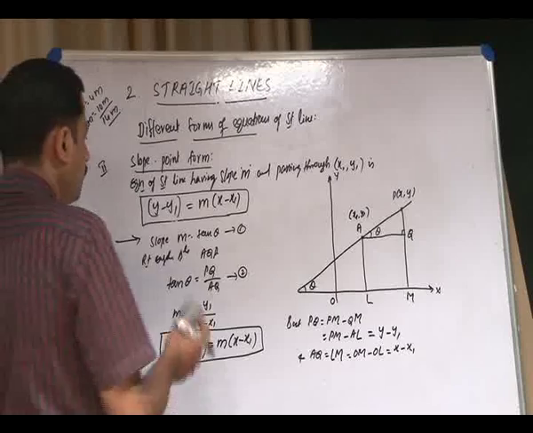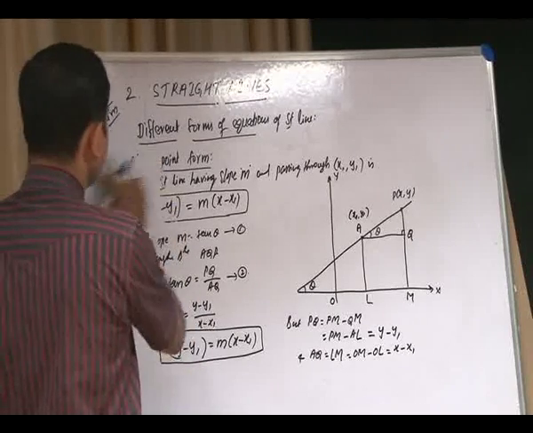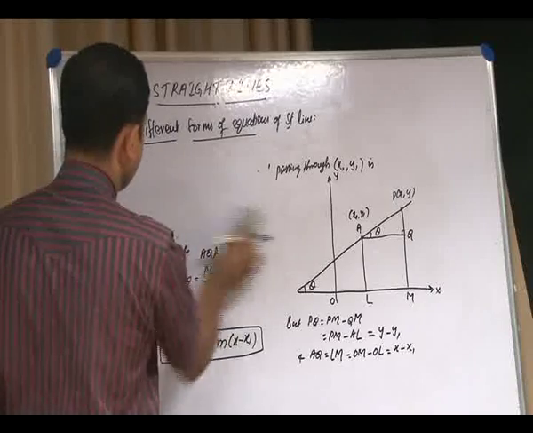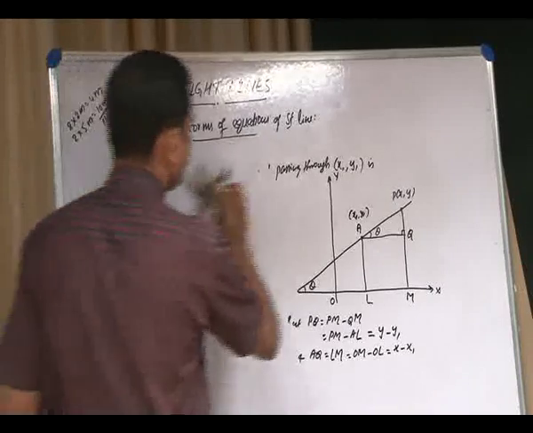After this we are going to discuss the third form of equations of straight lines. The third form we call the two point form.